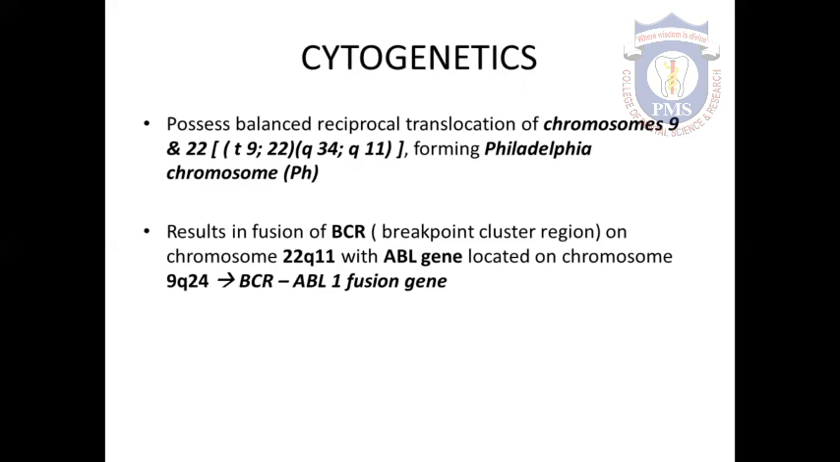Chronic myeloid leukemia is characterized by a peculiar cytogenetic alteration. That is, it possesses balanced reciprocal translocation of chromosome 9 and 22, forming Philadelphia chromosome. This translocation results in the fusion of BCR gene on chromosome 22 with ABL gene located on chromosome 9, resulting in BCR-ABL1 fusion gene.